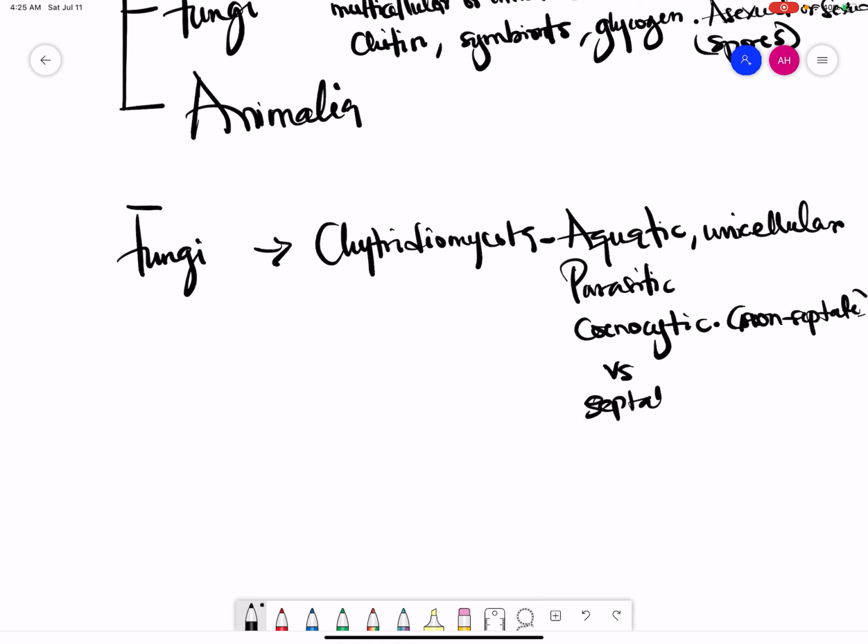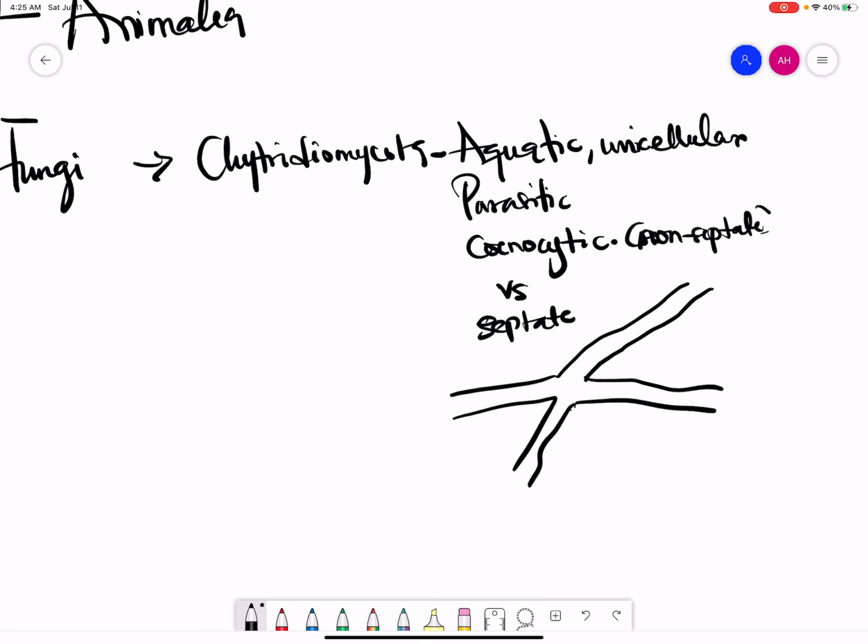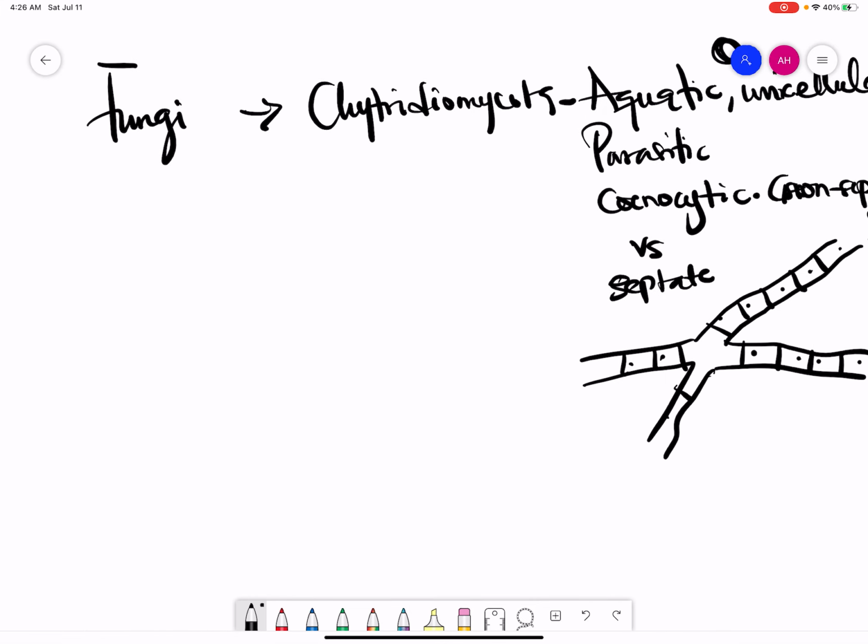septate, which means that the hyphae or the filamentous body is broken down into sections. This is septate versus non-septate, which is not broken down into sections. And remember, these guys are unicellular. That's our number 1 group.